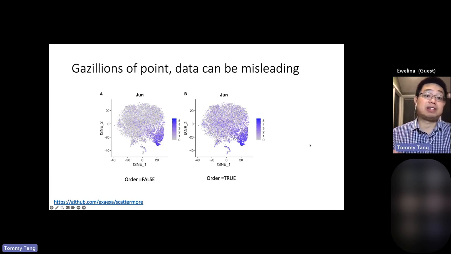Also, if you have gazillions of points, the data can be misleading. Here, A and B are plotted from exactly the same data. The only difference is that B orders the high expression cells on top of the low expression cells, while A is plotted in the order the cells appear in the data. You see they look quite different, and there are other examples that can be much more dramatic. Gene expression overlaid on UMAP is purely for visualization. Comparing gene expression between two conditions is not that quantitative using UMAP, so it's better to use a violin plot or box plot.